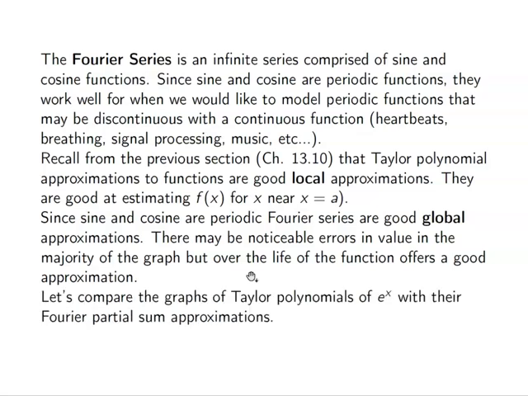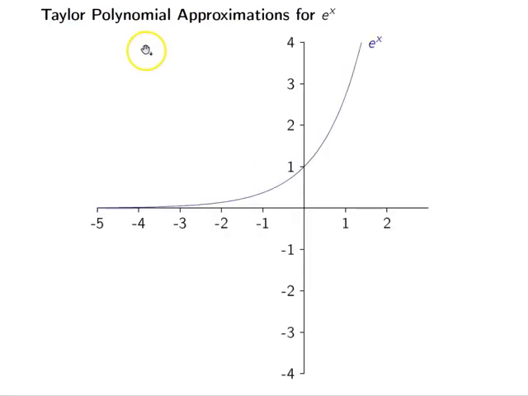So let's go ahead and look at some of what I'm talking about, right? There's just a lot of text on the screen right now. So let's compare Taylor polynomials and their Fourier partial sum approximations as well. Okay. So we saw this previously. I actually went to Desmos and graphed this out. So this is just our Taylor polynomial expansion or approximation from the previous chapter, right?